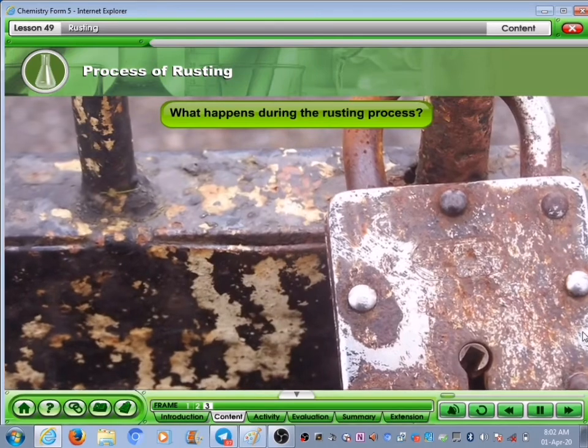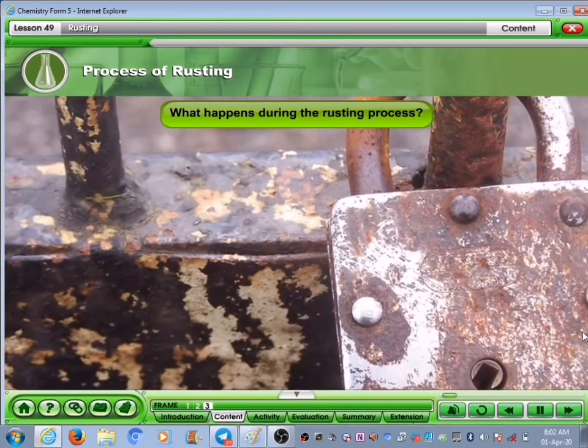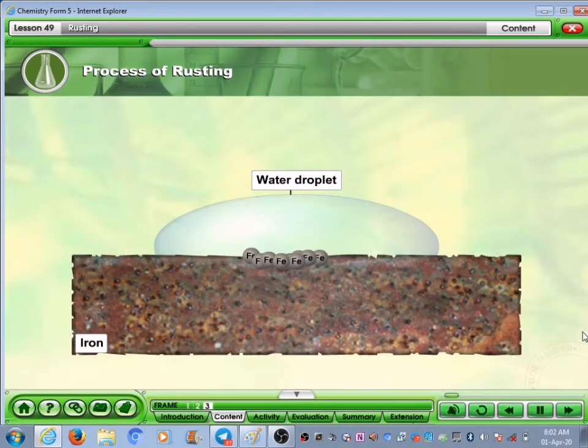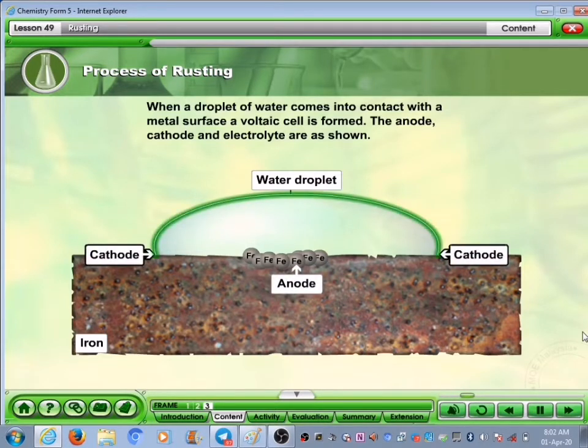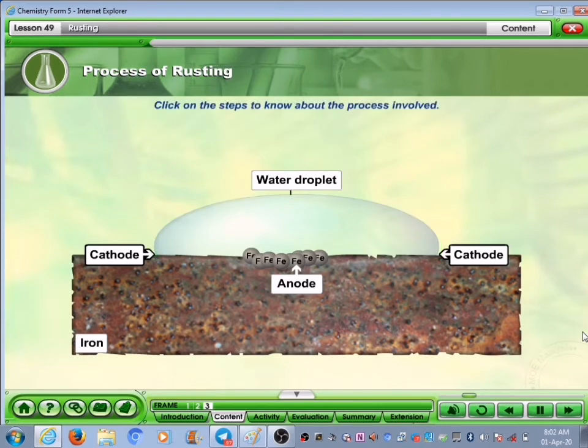What happens during the rusting process? Look at this water droplet on this piece of iron. This droplet of water on this piece of metal forms a voltaic cell, meaning it has an anode, cathode, and an electrolyte. Click on the steps to know about the process involved.